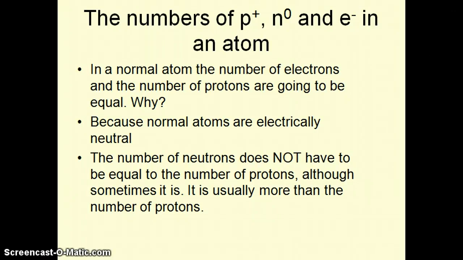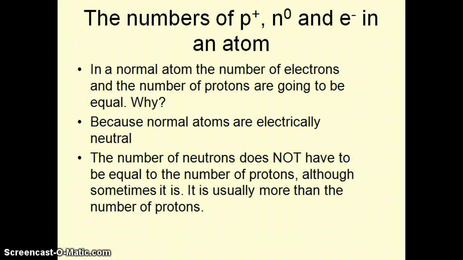You can add as many neutrons as you want to a limited extent, and we'll talk about isotopes more in a minute. Most of the time, you're going to have more neutrons than you do have protons, but it's generally a fairly close number. Usually 1 or 2 or 3 more neutrons than protons, but the number of neutrons doesn't have any effect on the overall charge of the atom. So again, your protons and electrons are going to be equal in a normal atom. The number of neutrons does not have to be equal.